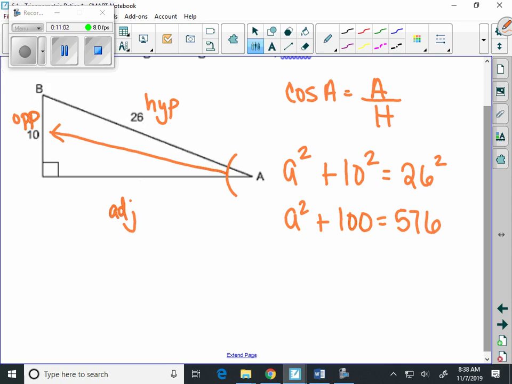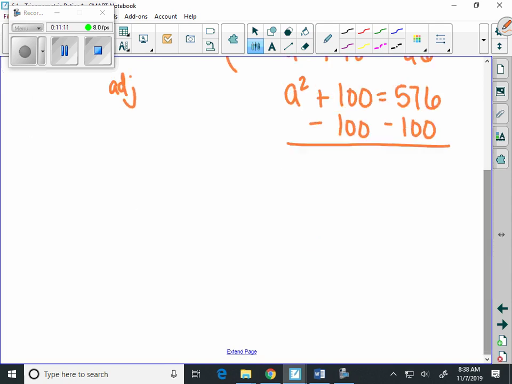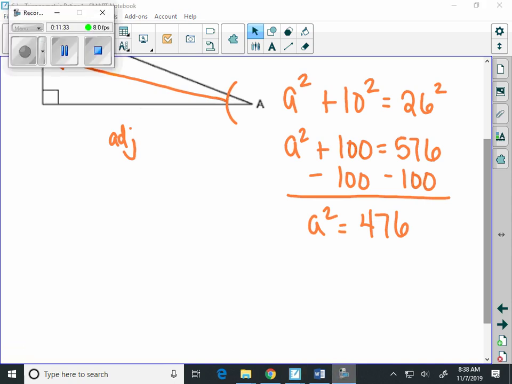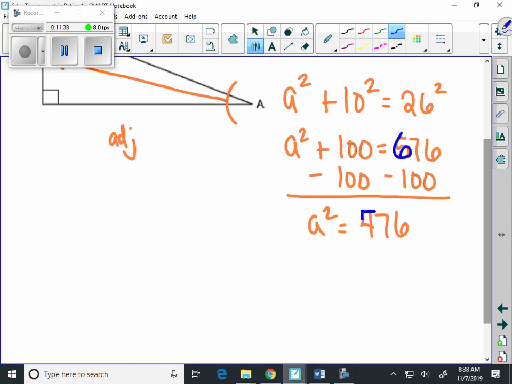Use Desmos or your calculator to type it in. Subtract 100 from both sides. And we end up with a squared equals 476. And in order to solve this here, actually I need to go back and check. Is 26 squared 576? Wait, no, it's 676. So then it's 576. Sorry about that. And then we can finish here by taking the square root of both sides.